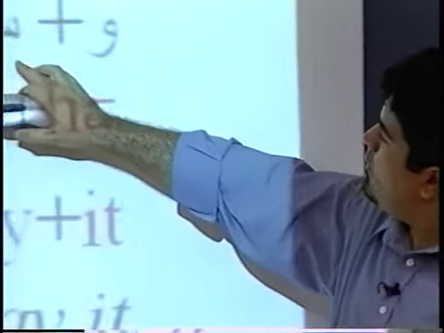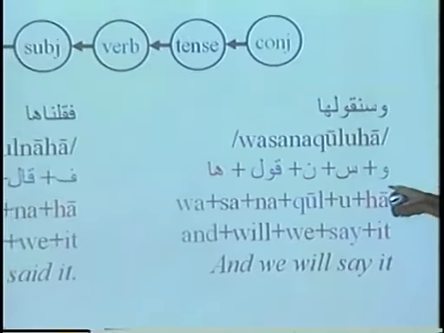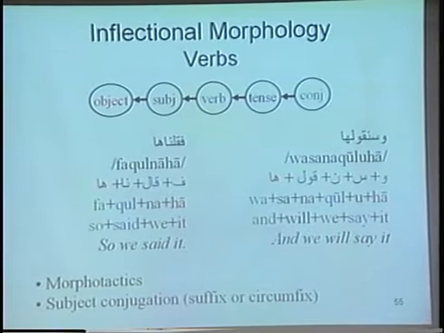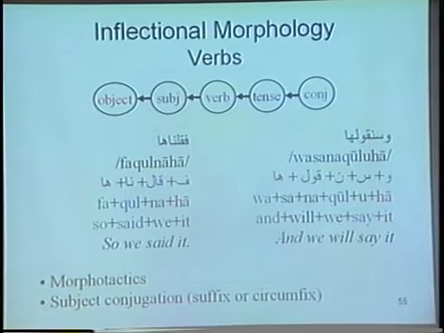And verbs also have a similar behavior here. So there's an example where it's and, will, we, say, it. And this is how all these pieces, the conjunction, the tense marker, verb, subject and object, come together. And that sequence is a standard sequence. So it's always going to be like that.